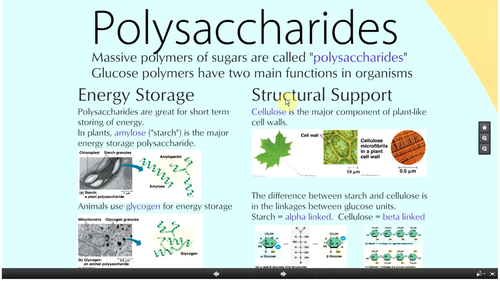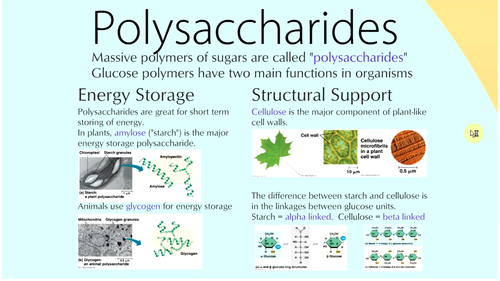The other polysaccharide that we mentioned before is cellulose. It's found in plant cell walls, and it has a very strong structure that enables it to assist with the hardening of the stem.